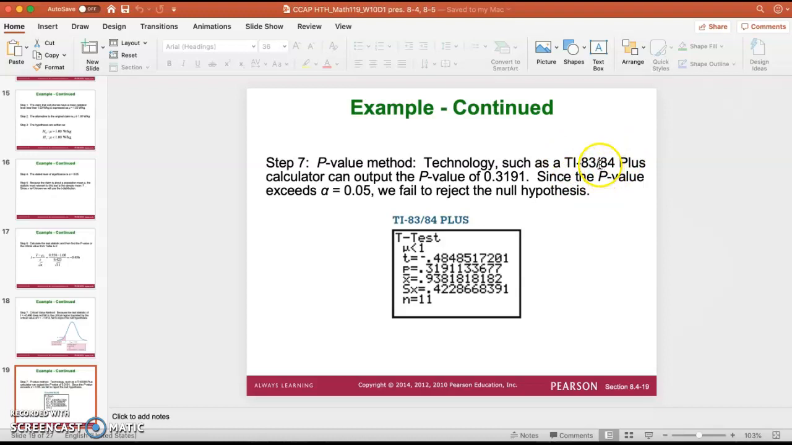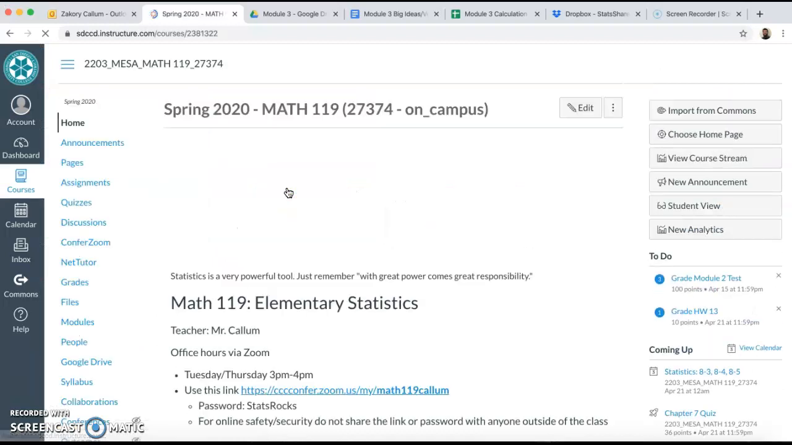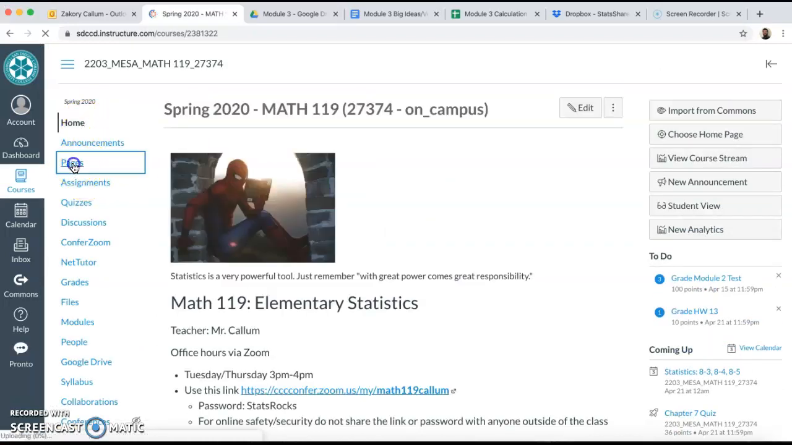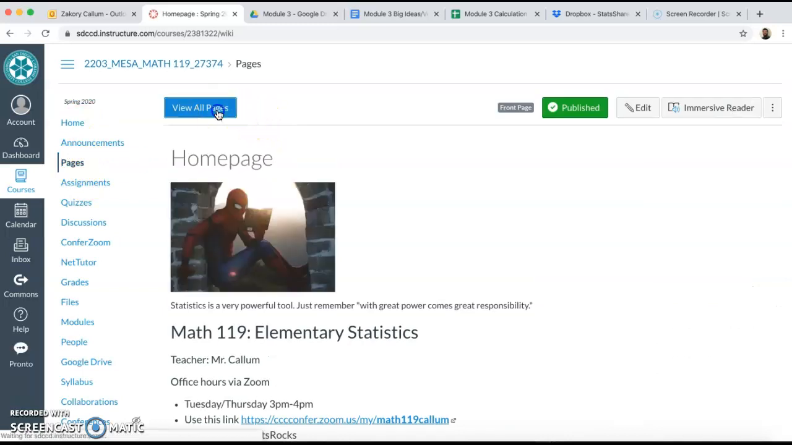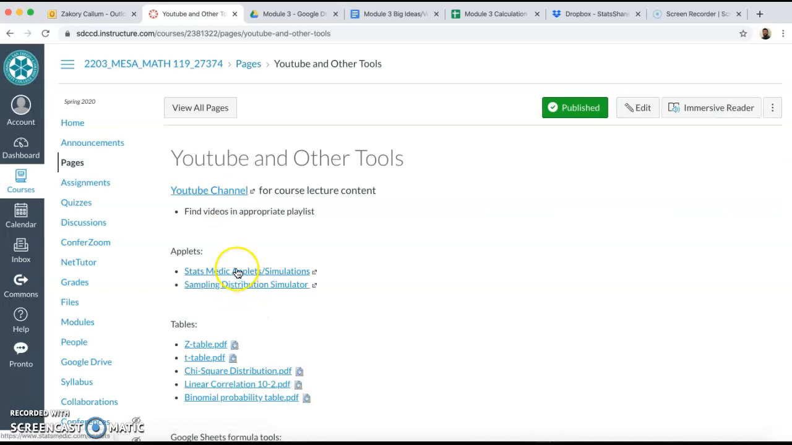Now, you can also find a p-value with forms of technology for this method of hypothesis test. If you have a TI-83 or 84 calculator, you can use that to get that p-value. If not, there's also a way to find the p-value on StatsMedic. I'm going to show how to get to that using StatsMedic. Just going through the same navigation here to get to our StatsMedic applets, and I'll show you which applet to use here.